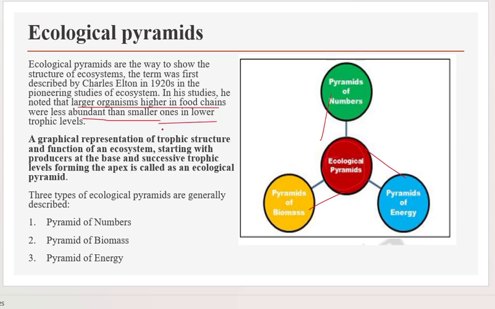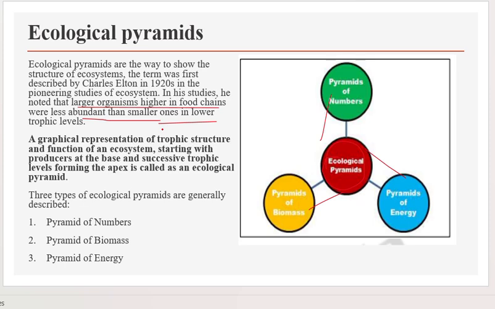lower trophic levels. He meant to say that larger organisms like eagles, lions, tigers are in a higher trophic level of the food chain and their numbers are less as compared to the trophic levels below. And in the base trophic level, their numbers are large.